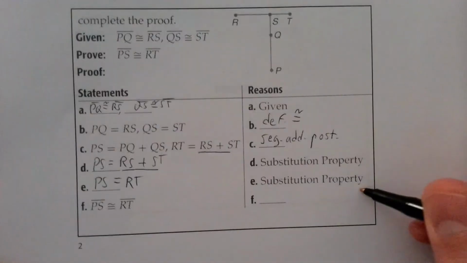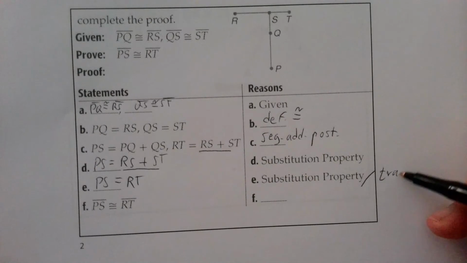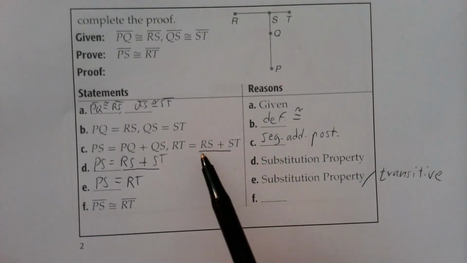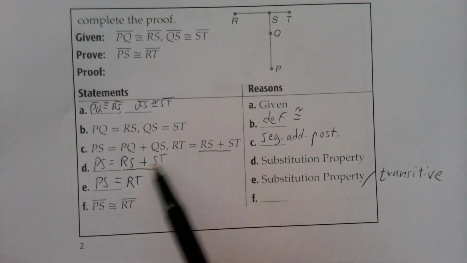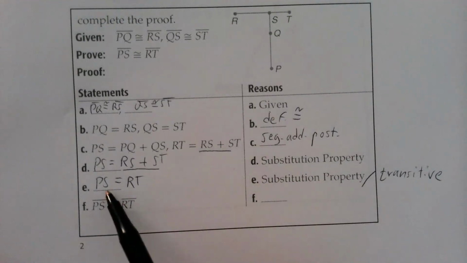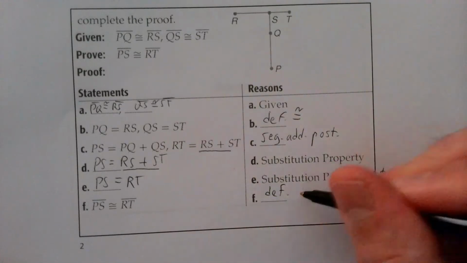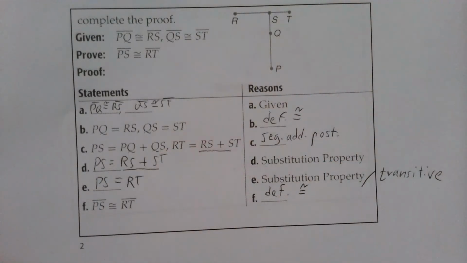So we're going to see that substitution and transitive often can kind of be the same thing. We'll talk more about this later, but sometimes you can use one or the other. And again, the whole idea is they both equal the same thing, and so therefore they have to equal each other. Now I have that equation I wanted, PS equals RT. So I can use that definition of congruence to say, well, then the segments are congruent to each other.